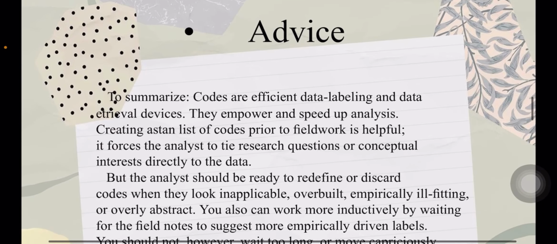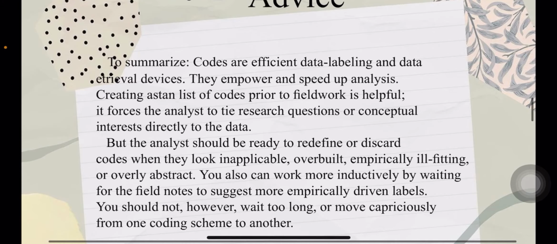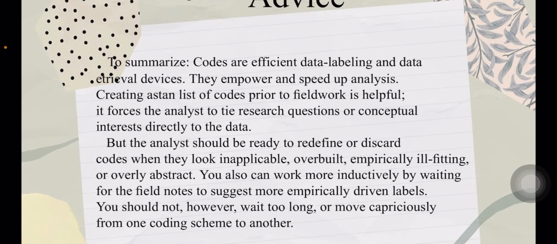Next, advice. Advice to summarize. Codes are efficient data-labeling and data-retrieval devices. They empower and speed up analysis. Creating a standard list of codes prior to fieldwork is helpful. It forces the analyst to tie research questions or conceptual interests directly to the data.